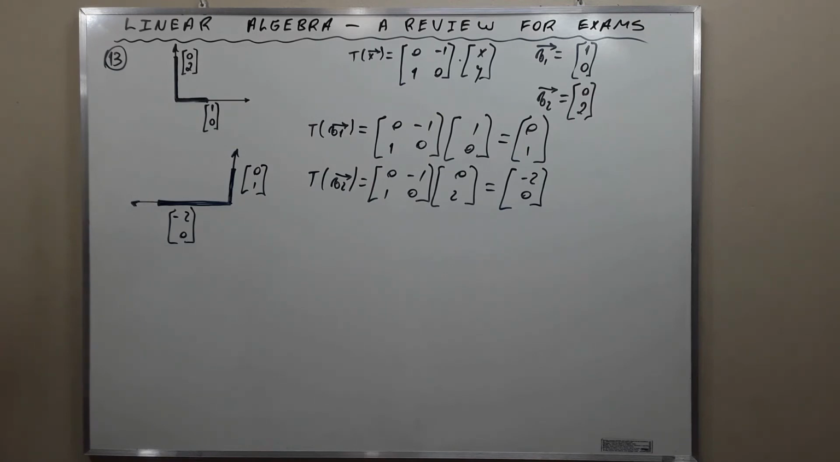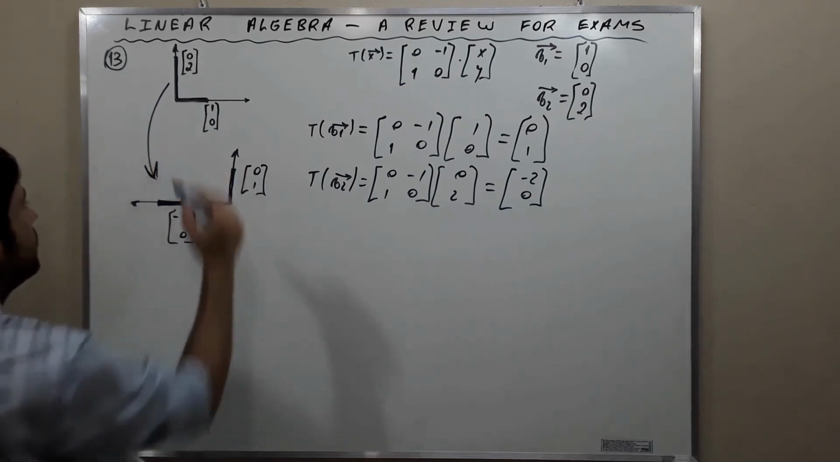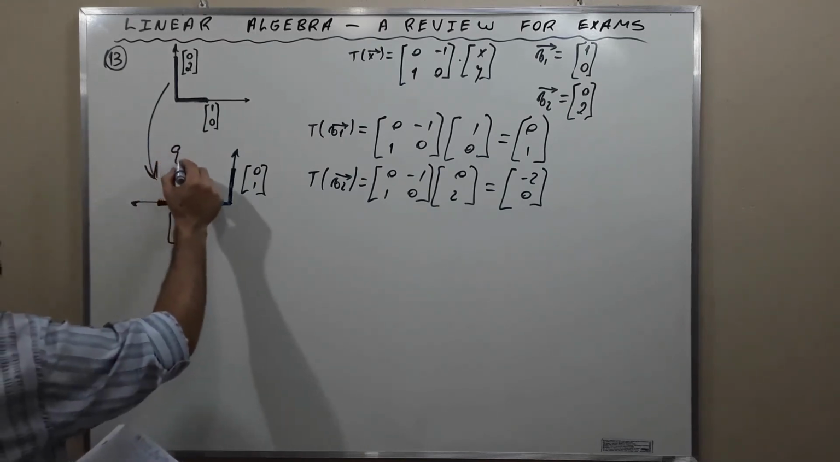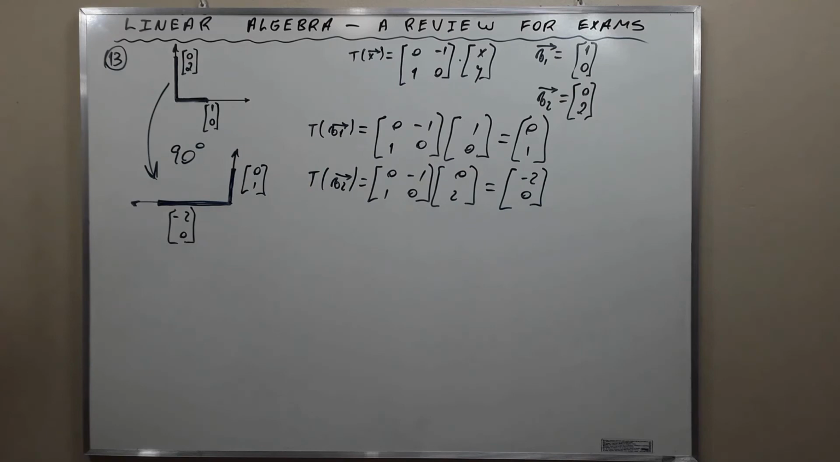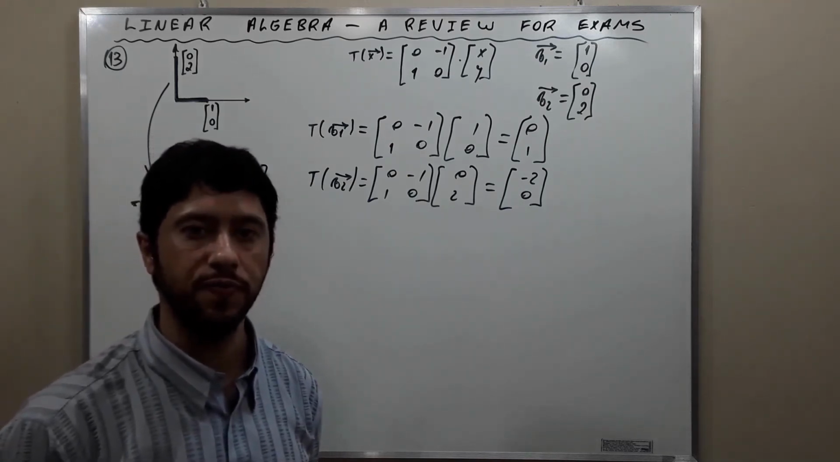What happened? We apply the transformation and this becomes this. What happened? The L is rotated, okay? The linear transformation rotates the L. The L is rotated by positive 90 degrees in the counterclockwise direction. This is the effect of the transformation, and this is all for exercise 13. Let's go to exercise 14 now.